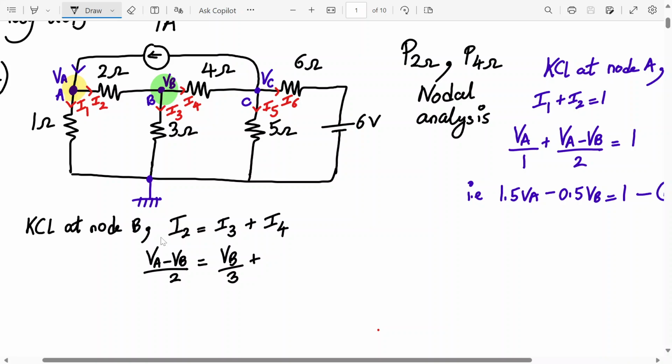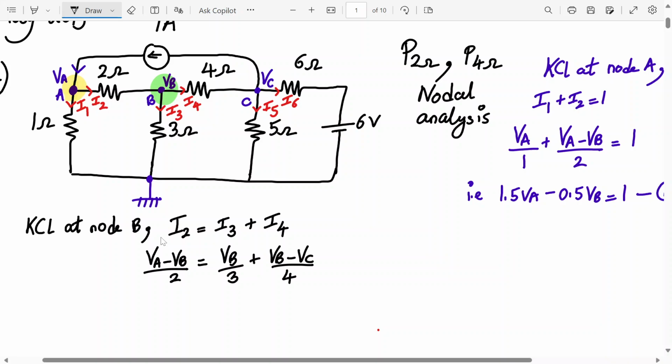VC minus VB upon 4. No, see, it's starting from, see where the current is going. Current is originating from VB and is going towards VC. So it's VB minus VC upon 4. Got it? Please be careful about the direction of the current. So it's VB minus VC upon 4.